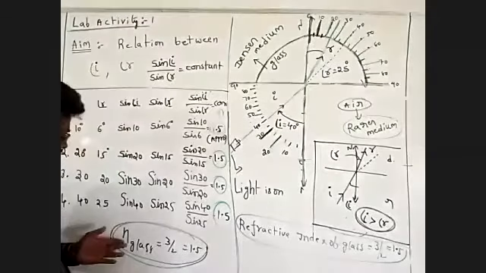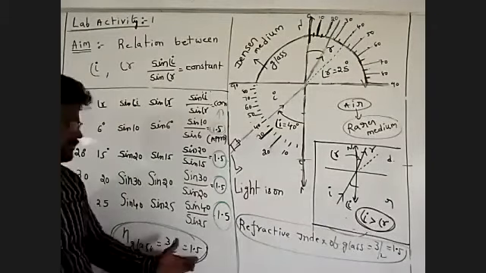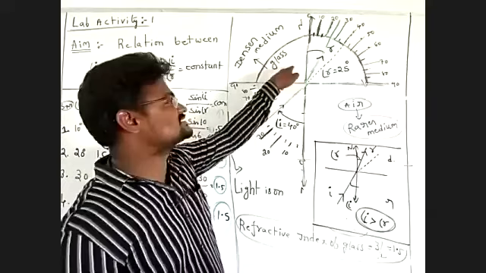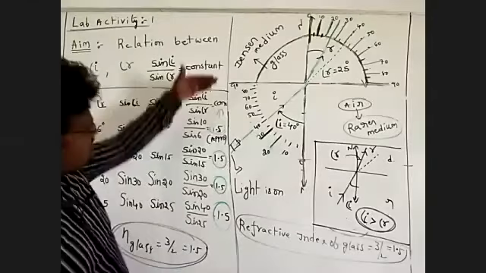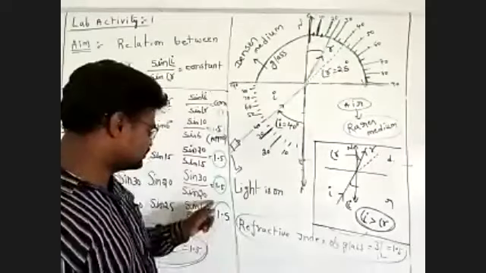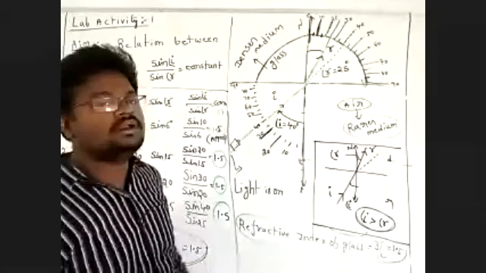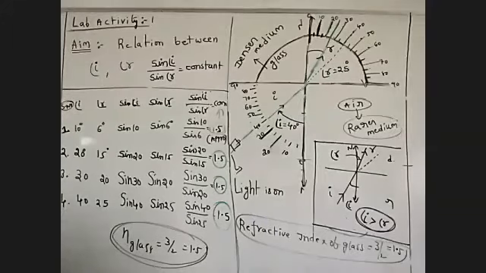And for glass, the refractive index of the glass is equal to 3 by 2, that is 1.5. The prism is made up of glass, and the refractive index value is 1.5. So we did the practical way, and we got 1.5. Both are equal. That is what I'm showing in this answer. This is lab activity 1.